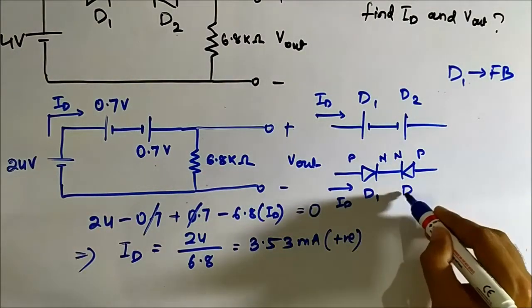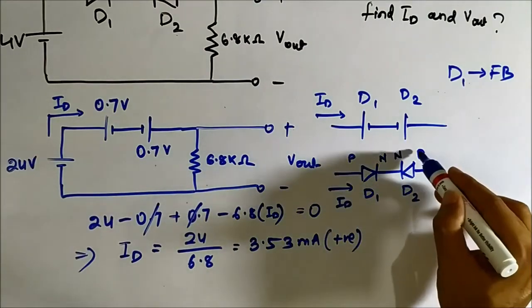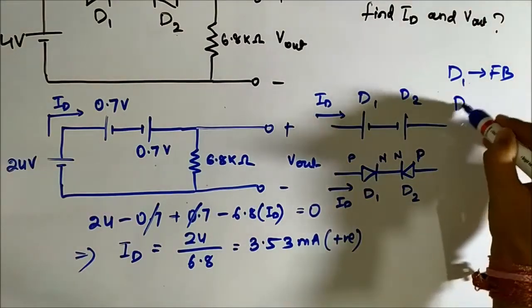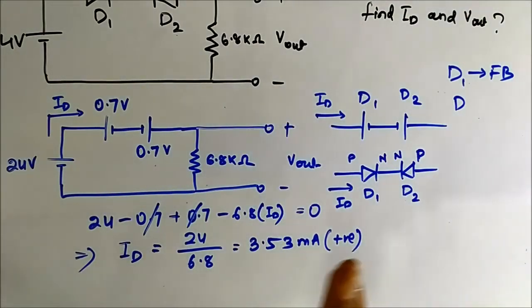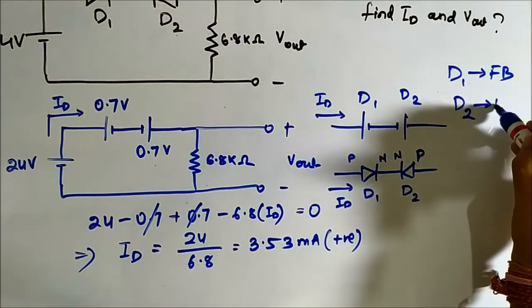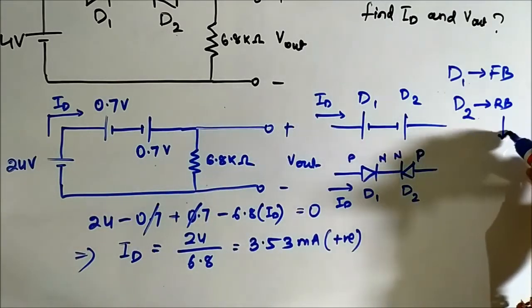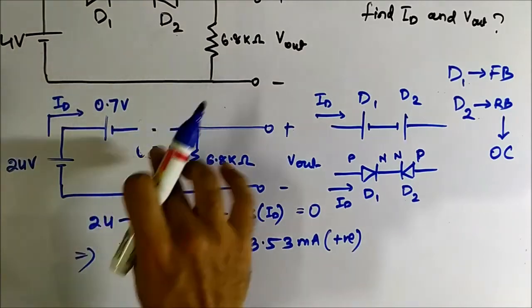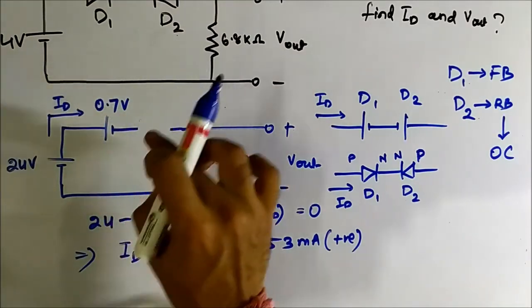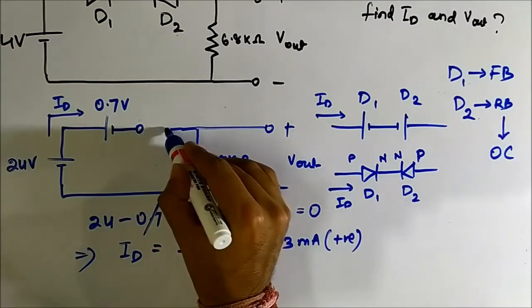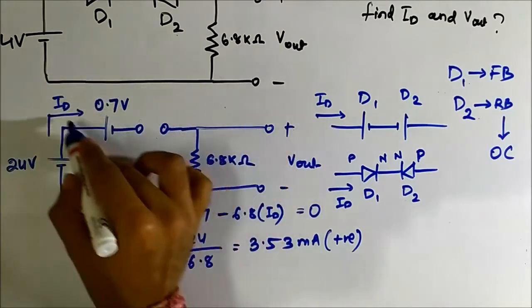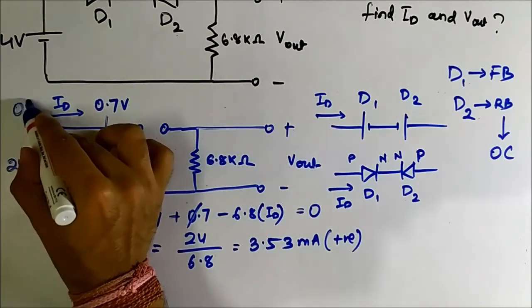But for the second diode D2, it is flowing from N to P. It can never happen that in a forward biased diode, current flows from N to P end. So diode D2 is reverse biased, which means it is open circuit. Our assumption that both the diodes are on is wrong. Since it is open circuit, ID is equal to 0 ampere.